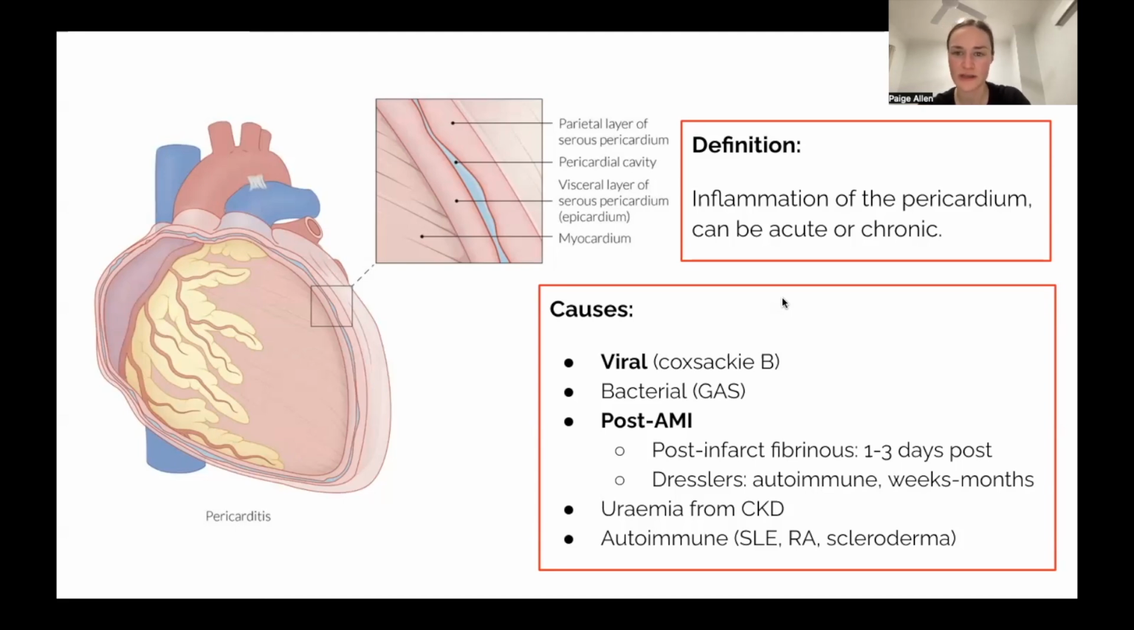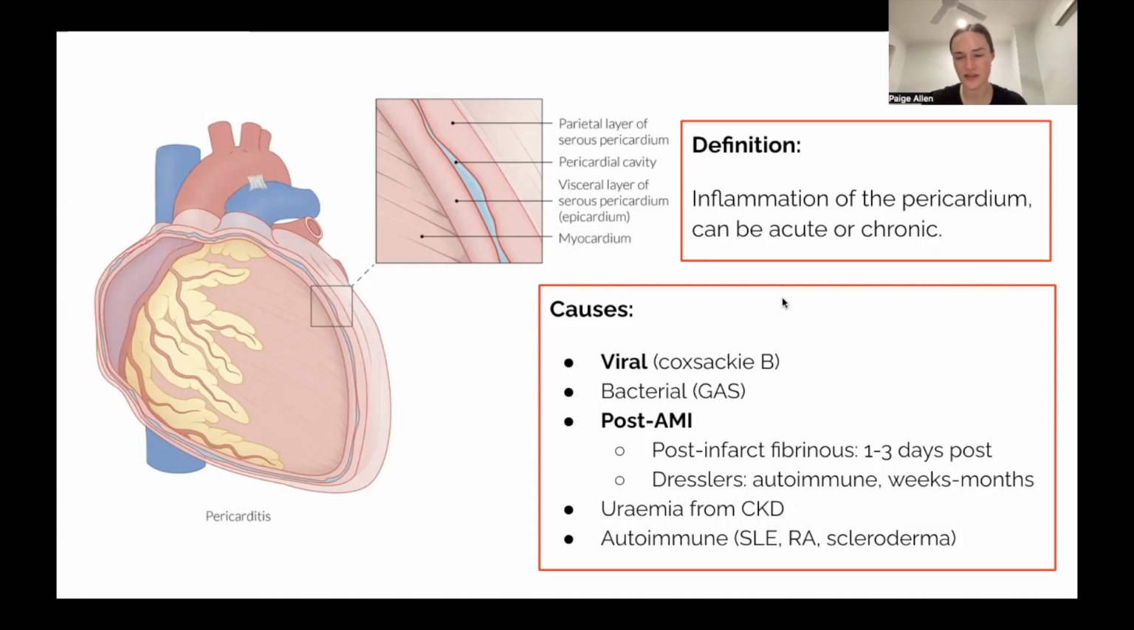The other common cause for pericardial inflammation is post-AMI. There are two different types that they talk about sometimes in pathology. One to three days after having an AMI, you can have fibrinous changes in the area where you have an infarct, which can cause pericarditis. That's the early kind. And then there's something called Dressler's, which is an autoimmune response to the damage that's gone on in the heart. That happens weeks to months after having an AMI, and that can also cause pericarditis.